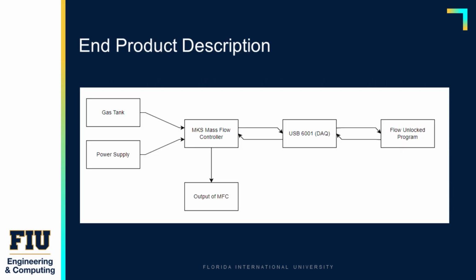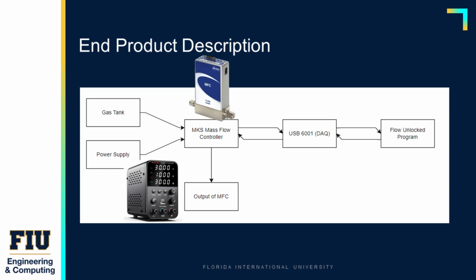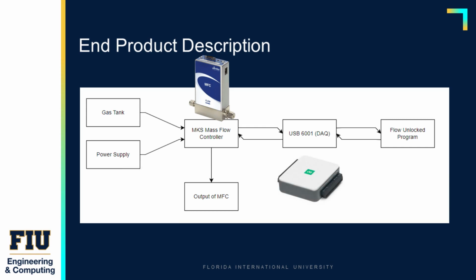This is the overarching block diagram of our project and everything needed to use our software properly. A gas of the user's choice is pumped into the mass flow controller from a gas tank. The MFC is powered by a power supply supplying between 15 to 24 volts. The USB 6001 is a data acquisition hardware that takes data readings from the MFC and also sends commands to the MFC, such as setting the flow and set point.